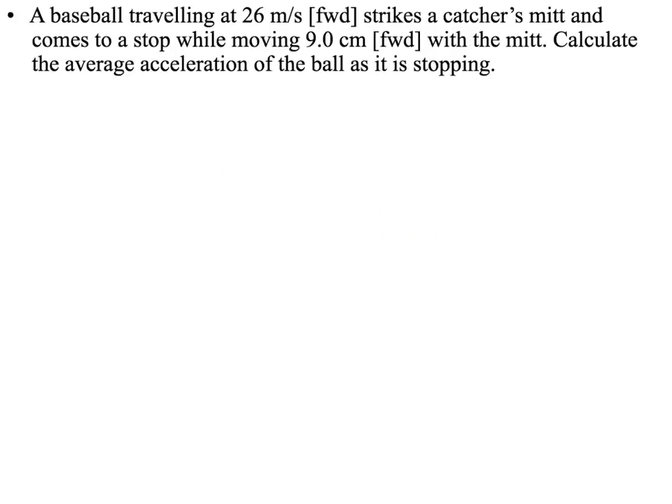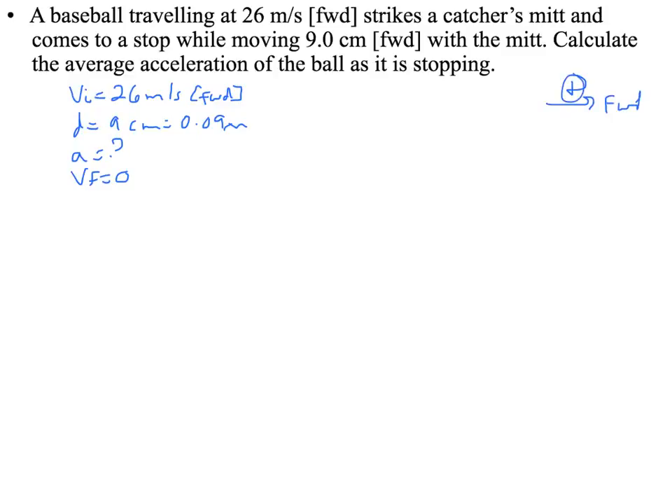A baseball traveling at 26 meters per second forward, so we say VI is equal to 26 meters per second forward, strikes a catcher's mitt and comes to a stop while moving 9 centimeters forward. So the ball is actually going to move the catcher's mitt in the direction of the initial motion. So we'll say displacement is going to equal 9 centimeters, which is 0.09 meters, since all our units are in meters. Calculate the average acceleration of the ball as it is stopping. Since it's stopping, VF is, of course, 0. So again, let's assign forward to be positive.